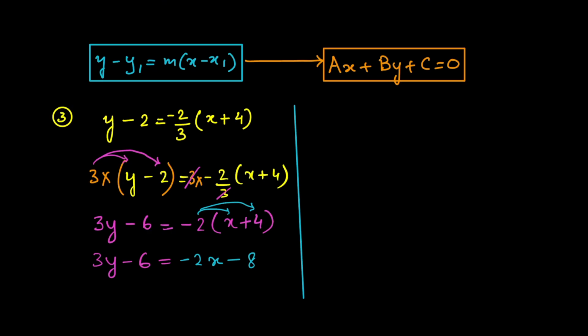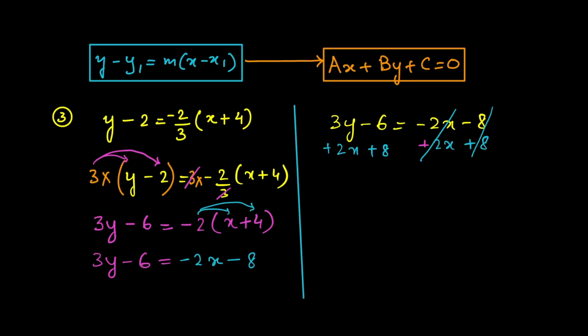So now again we see that minus 2x is on the right side, so it has a minus sign. So we now do the opposite operation on the right side. So we first write the equation once again. So 3y minus 6 equals minus 2x minus 8, and then we write plus 2x. So plus 2x this side, and plus 8 and plus 8 this side. So then plus 2x and minus 2x cancel out, minus 8 and plus 8 cancel out.